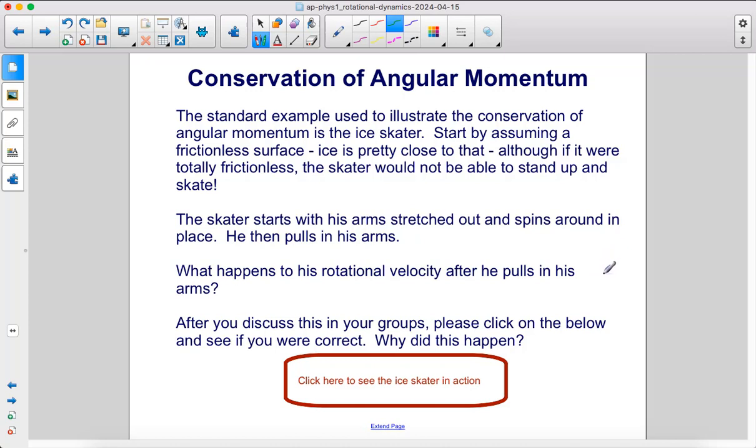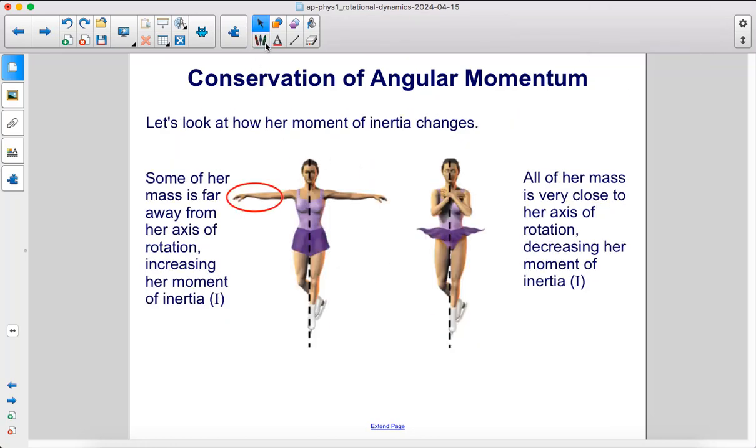After you discuss this in your groups, you can click on the link below and see if you were correct. Why did this happen? Just in case you didn't watch the video, when the ice skater pulls their arms in, they spin faster. Now let's figure out why that happens.